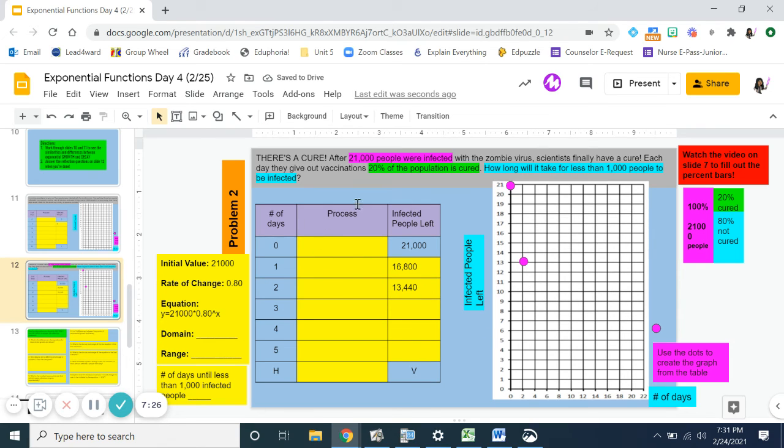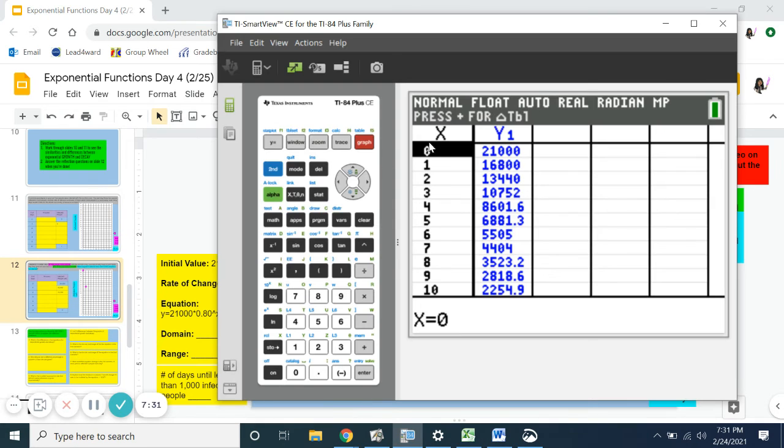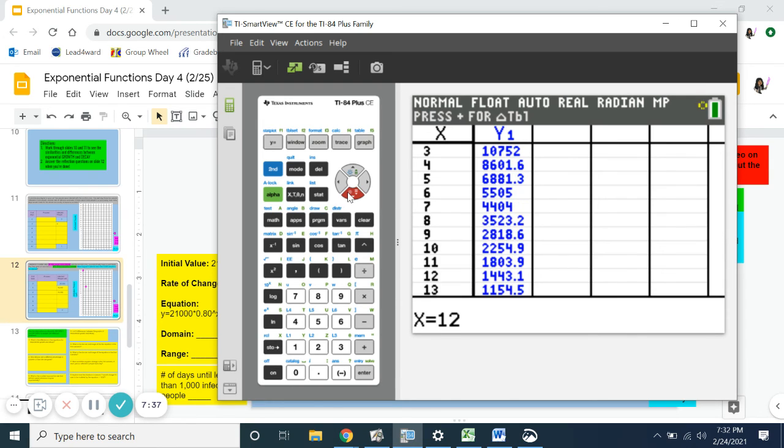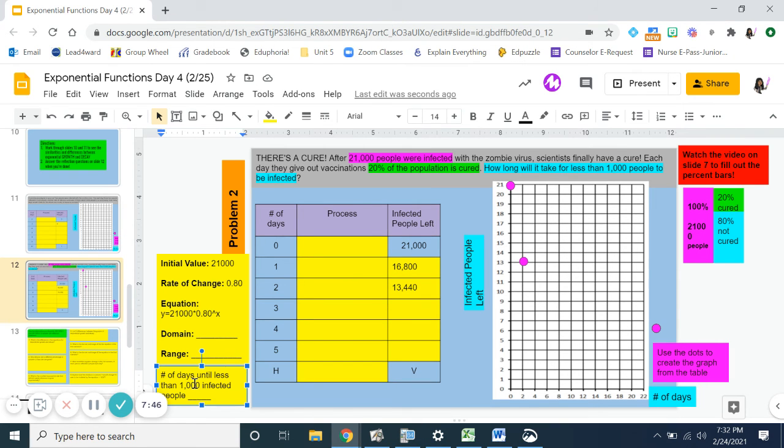Now my goal is to figure out how long it's going to take for less than 1,000 people to be infected. Well, now that I have this plugged in, I can go ahead and start going through and filling out and finding how many days it's going to take. So it's going to take actually about 14 days to have less than 1,000 people infected. And then I'm going to use that information to continue on with my graph here as well. There's some more points there that you can put onto your graph that can help you fill that out.